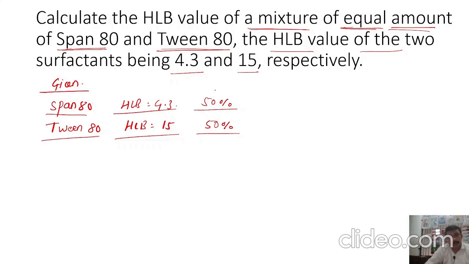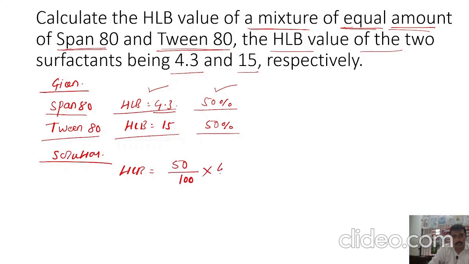So now we have proportions of both surfactants as well as the HLB values of both surfactants. Now how to calculate the HLB of the mixture? So we'll write down the solution. HLB of mixture is equal to, as we discussed earlier, how much percent of Span 80? 50%. So 50% means 50 divided by 100. Multiply the proportion with the HLB value. How much is the HLB value of Span 80? 4.3. So this is your first bracket.